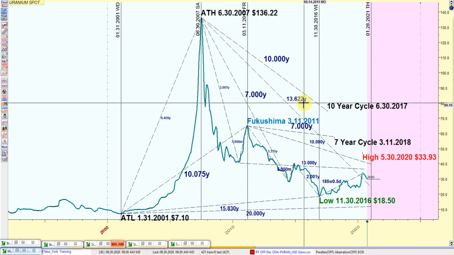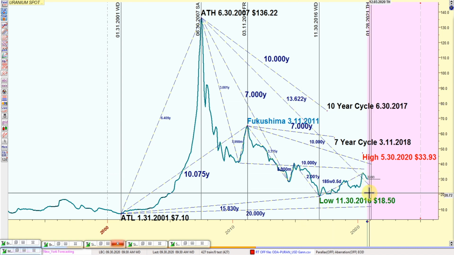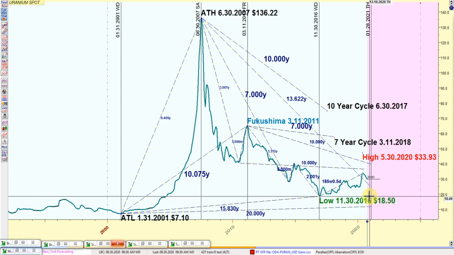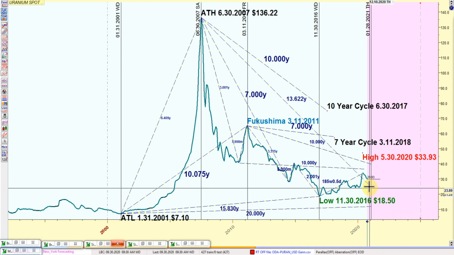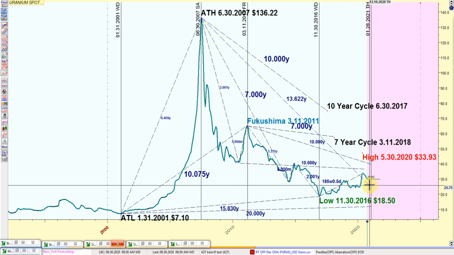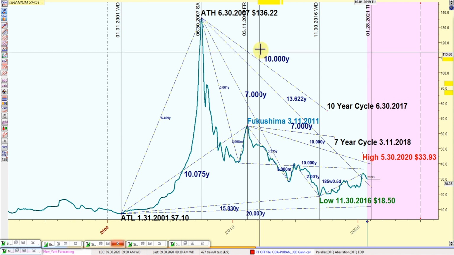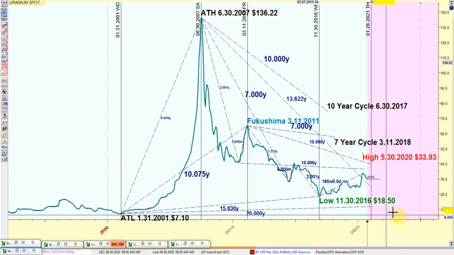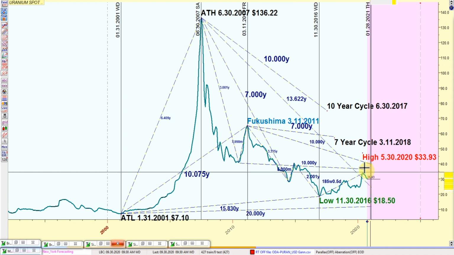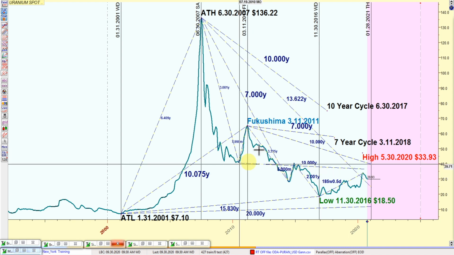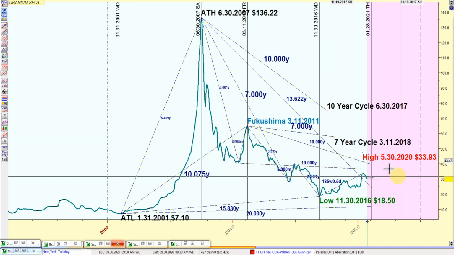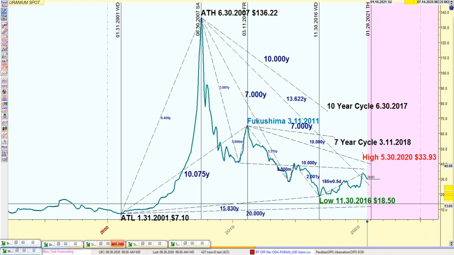13 years, 0.622 years right here lining up. So what are the hot zones? The end of the year, the 20-year cycles right here. This 13-year, 0.622 year cycle is right here. Not cycle, but price and time meeting. You have a 10-year cycle right here from this high, from here. You got a 10-year cycle from Fukushima right here. Do I have any more?